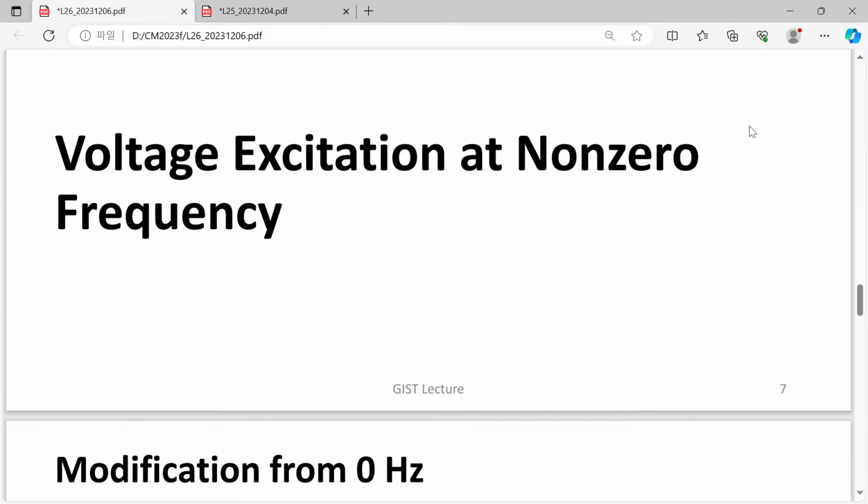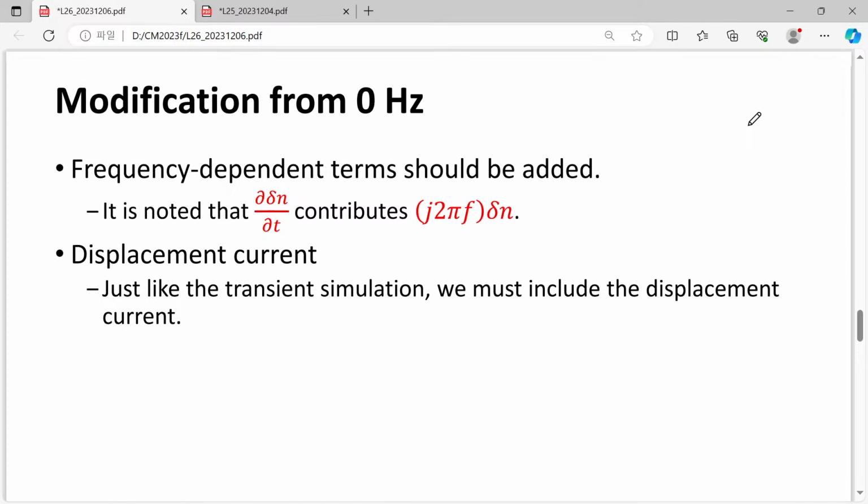Okay, up to now I have shown you that using just this Jacobian matrix and changing the residue vector only, we can get the response of our system by small voltage perturbation. However, previously we have just applied extremely low frequency voltage excitation that doesn't generate frequency dependent phenomena. So from now on, we'll show you the non-zero frequency excitation. Then what should we do?